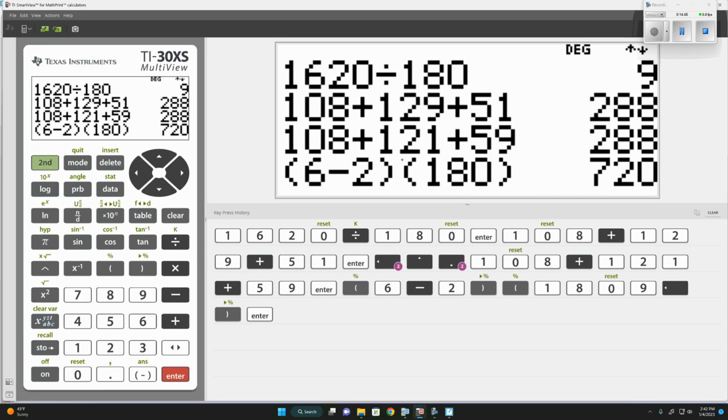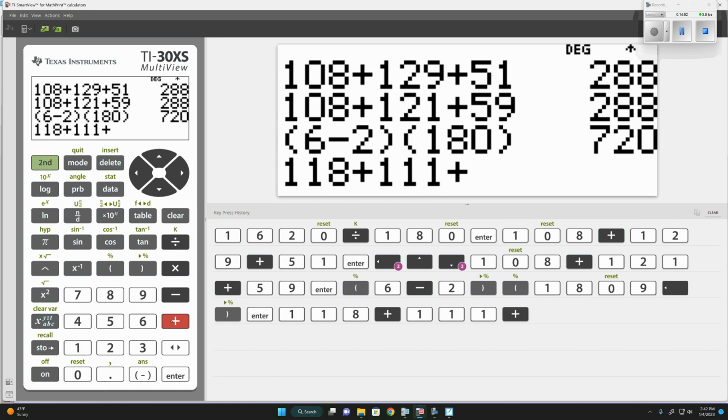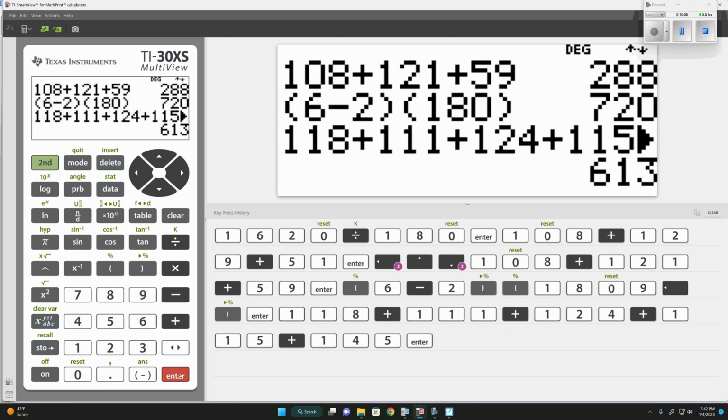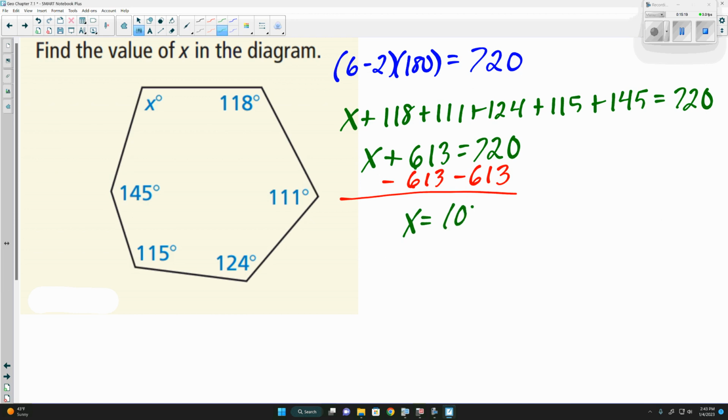Now we can put all those other angles in the calculator, our like terms. 118 plus 111 plus 124 plus 115 plus 145, which is 613. Well, last but not least, we would subtract 613 from both sides, telling us x is 107.